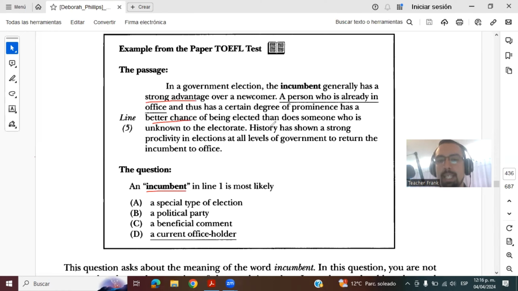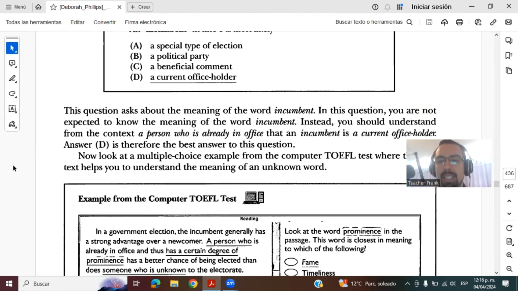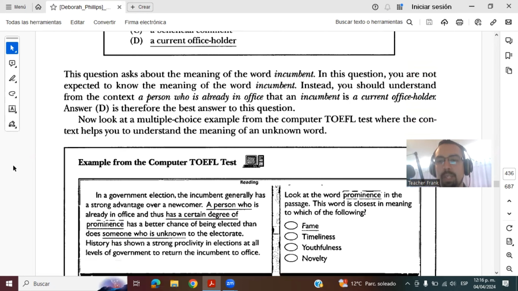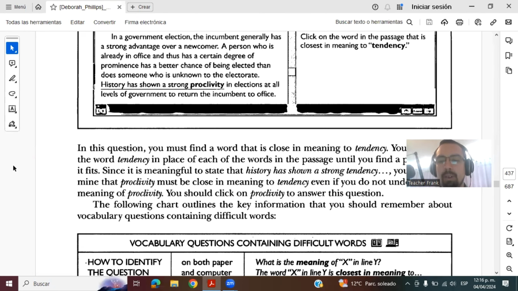And since it says that a person who is already in office is the incumbent, in this case, it's a current office holder, or the person that is holding the office. It's like a current president. Okay, so we have to look at the information around the word to get a feel or a sense. In this case, yes, an incumbent is a current office holder, and that's why it would be correct.